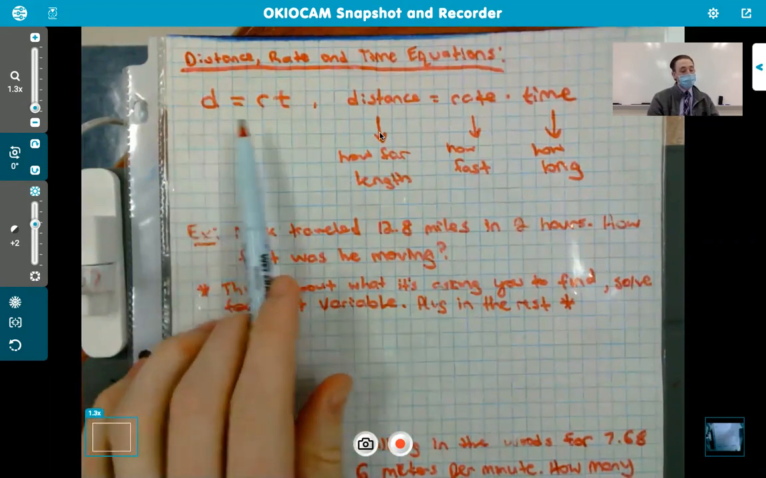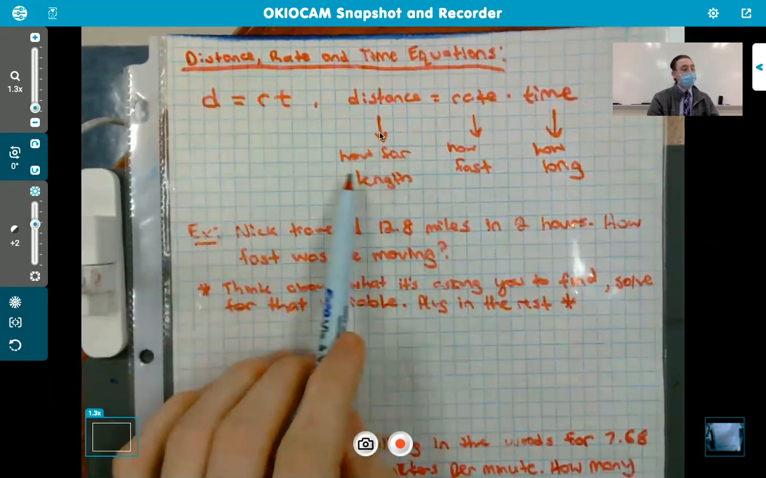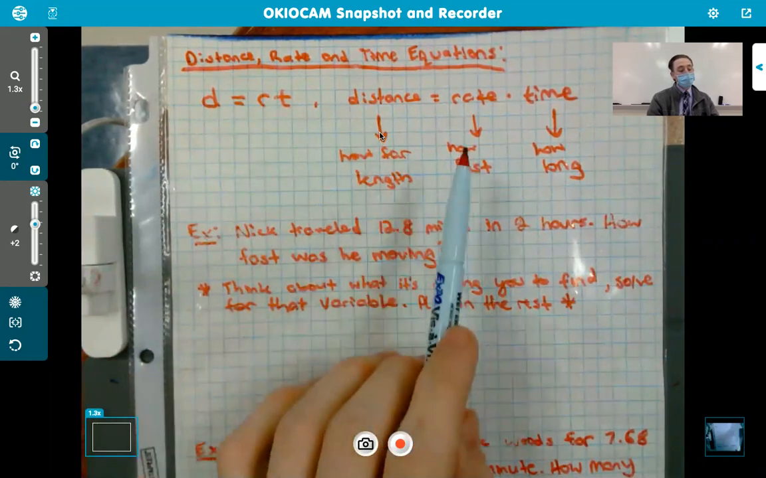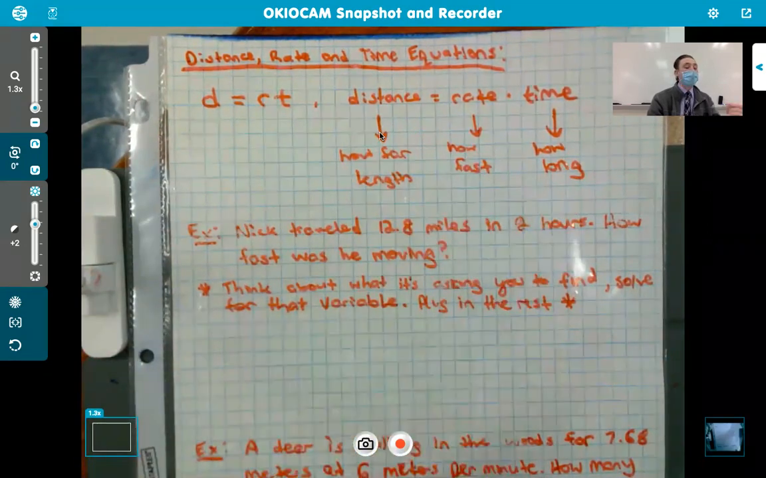So distance is equal to rate times time. Distance, how far something travels, or the length of something, how fast is the rate, and then time for how long, okay? So let's just dive into an example. We'll see how we set something like this up, and then we'll look at 2 other examples that hopefully solidify this point for us, okay?